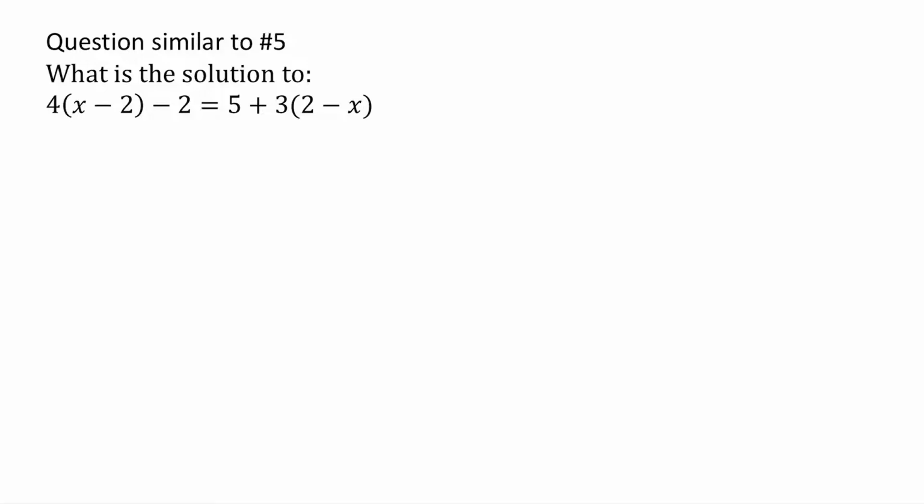So this question is similar to question number 5. We're going to find the solution to 4 times x minus 2 equals 5 plus 3 times 2 minus x. So I'm going to remind you of the problem solving steps. So always start off with distributing. In this problem, we actually need to distribute twice because we have 2 sets of parentheses. So let's go ahead and start there.